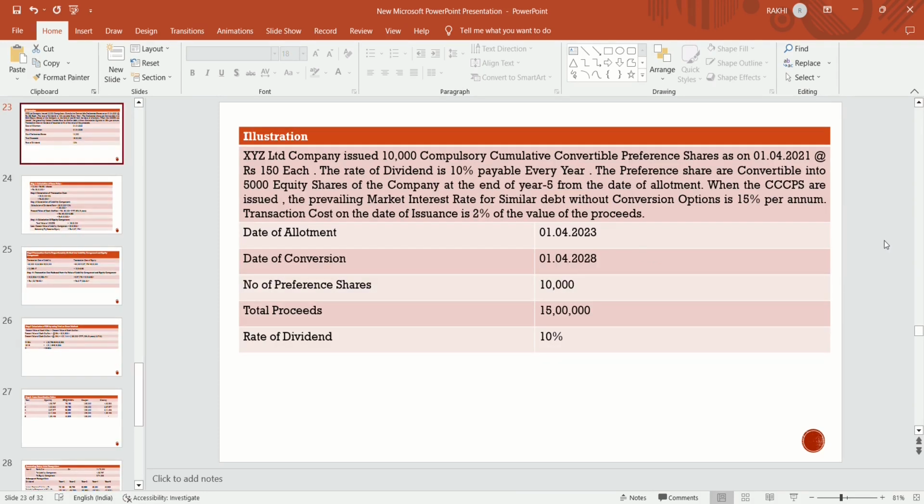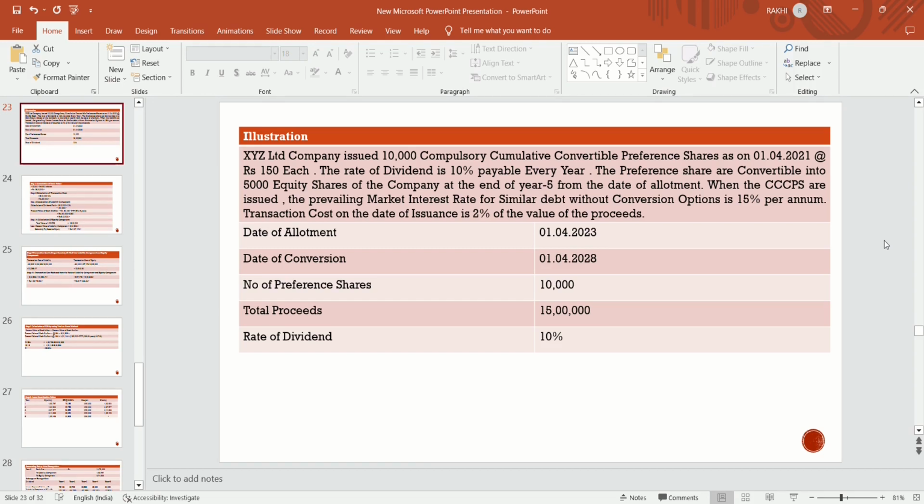Now we will take another example related to this topic. XYZ Limited has issued 10,000 compulsorily convertible cumulative preference shares on 1st April 2021 at the rate of rupees 150 each. The rate of dividend is 10%, payable every year. The preference shares are convertible into 5,000 equity shares of the company at the end of year 5 from the date of allotment.